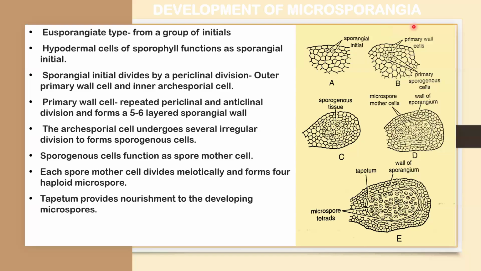Development of microsporangia. It is a eusporangiate type of development, which means it develops from a group of initials. Each hypodermal cell of the lower fertile surface of the sporophyll functions as a sporangial initial. As we discussed, the lower part of the microsporophyll is the fertile part, so there each hypodermal cell of the sporophyll functions as a sporangial initial.